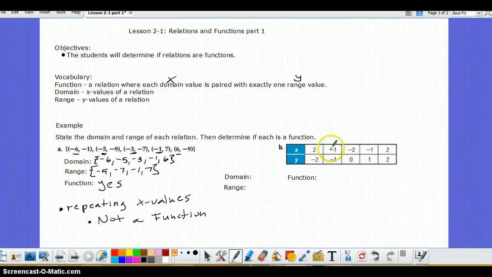Alright, over here, our domain, we're going to start with the lowest one, which is -2. Then we have -1. Again, it shows up twice, I'm only going to write it once. And 2. Range, again, start at the lowest. So that's -2, -1, 0, 1, and 2. In this case, -1 shows up twice, and 2 shows up twice. So we have those repeating x values, so this is not a function.